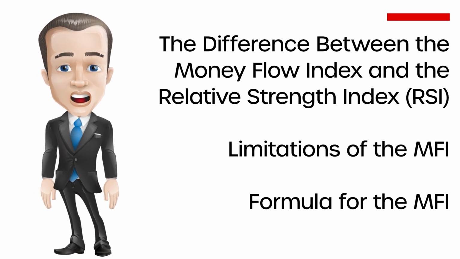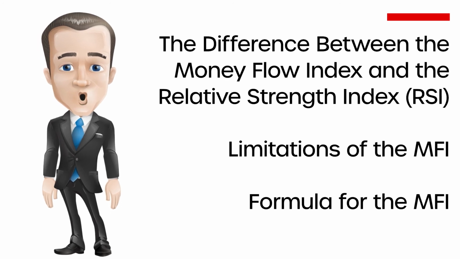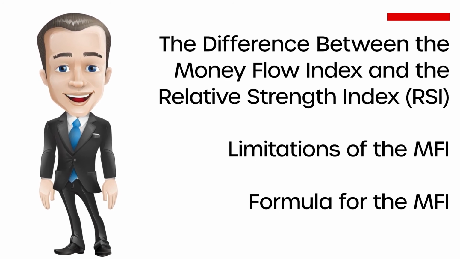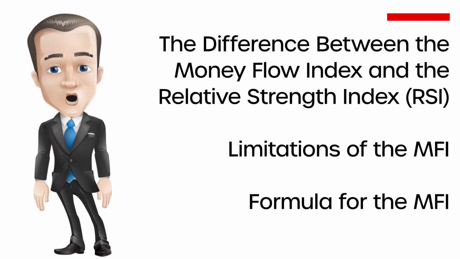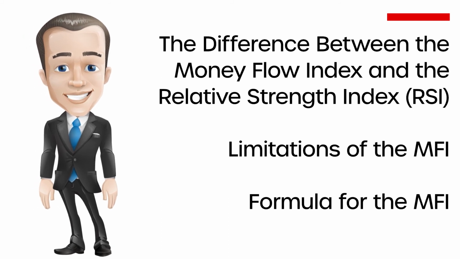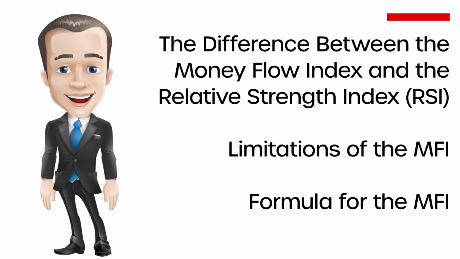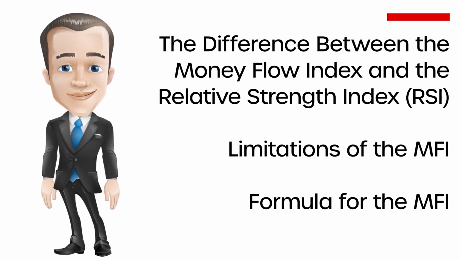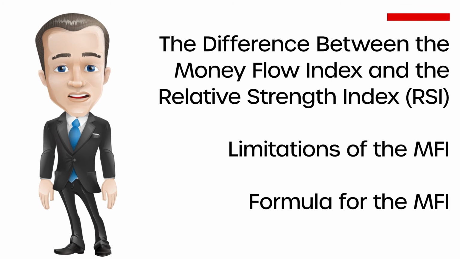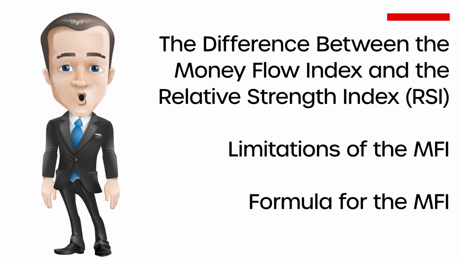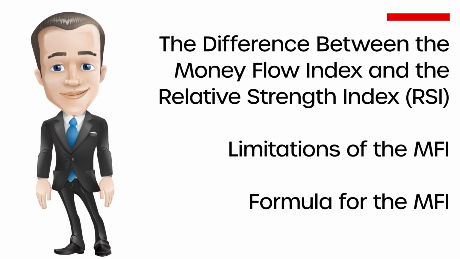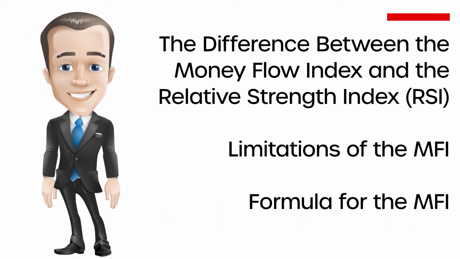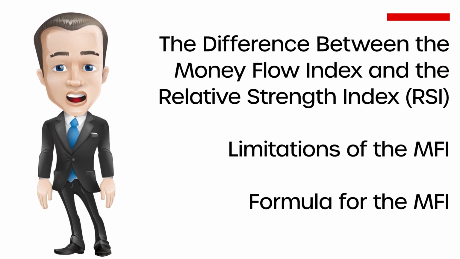Formula for the money flow index, MFI. MFI can be calculated by using the following steps. Compute the typical price for a period. Typical price equals low plus high plus close, divided by 3. If the typical price for today is higher than yesterday, it implies a positive money flow. If the typical price is lower, it implies a negative money flow. The aggregate of positive money flow over a certain period gives positive money flow, and the aggregate of negative money flow over a certain period gives negative money flow.